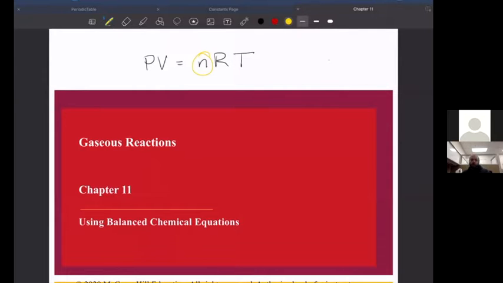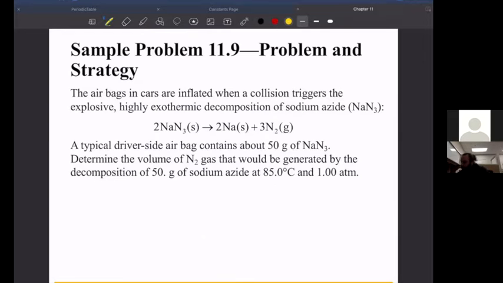Remember, in order to use a balanced chemical equation, we have to have moles, but we can use our ideal gas law and solve for moles or plug the moles in, right? So this variable of moles is going to be really important. So we're going to take a look at this reaction here.